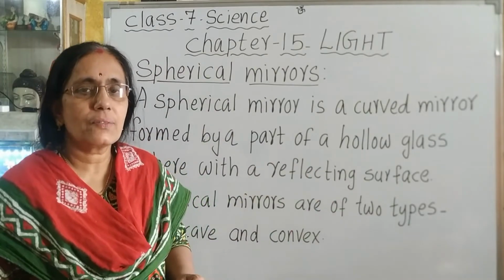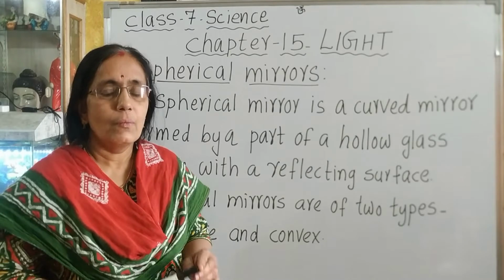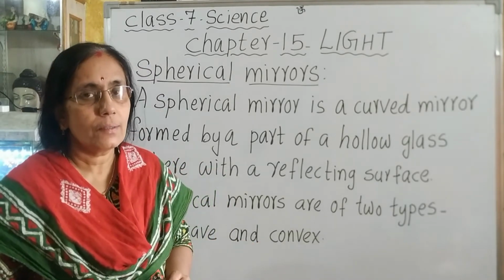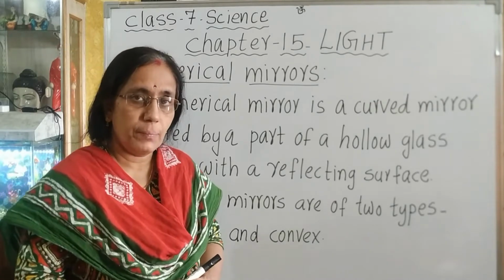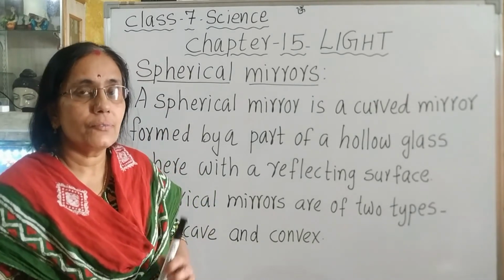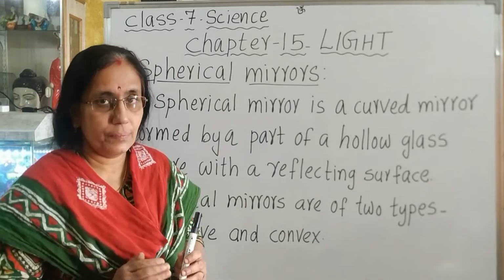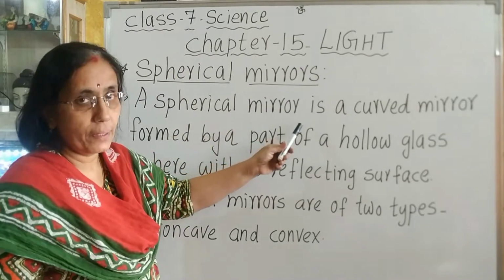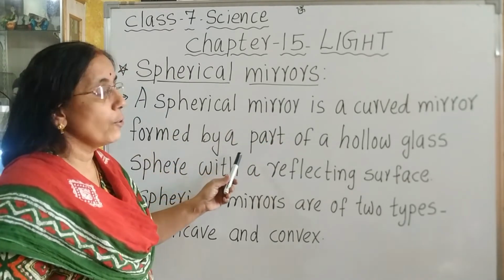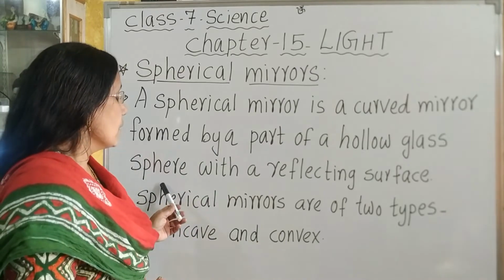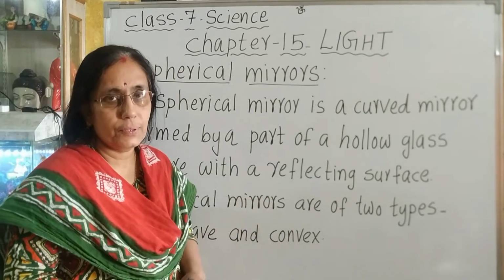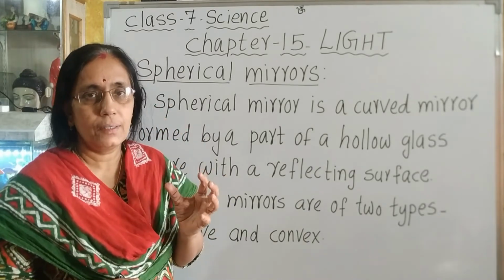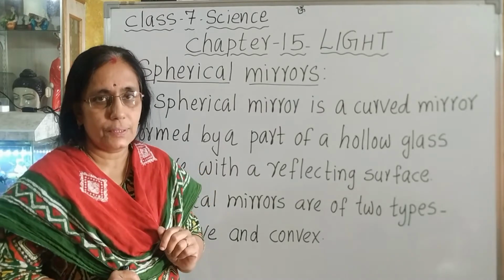Students, in the previous class, we have learned about plane mirror. What is plane mirror? A mirror with a plane reflecting surface is called a plane mirror. Then what is a spherical mirror? As the name indicates, spherical mirrors are curved mirrors. It is a curved mirror formed by a part of a hollow glass sphere with a reflecting surface. That means a spherical mirror is a part of a hollow sphere with a reflecting surface.